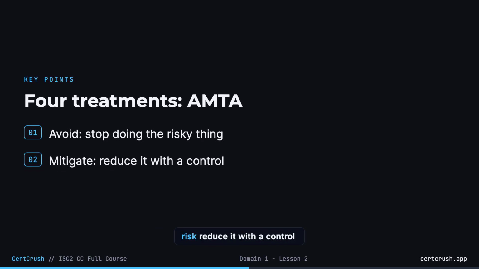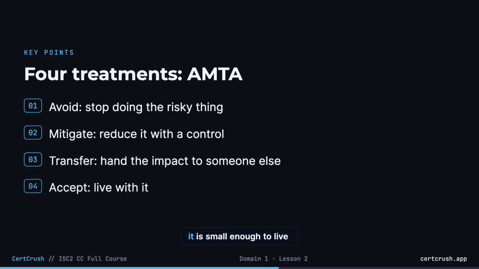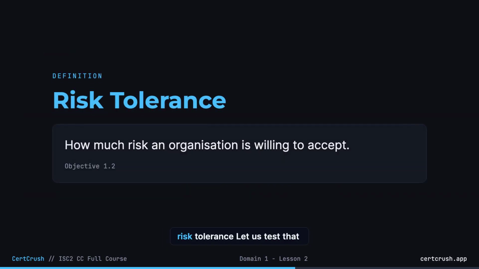You can mitigate the risk, reduce it with a control, add a firewall, a lock, a training course. This is the most common one, and it is the whole point of next lesson. You can transfer the risk, hand the financial impact to someone else. Buying insurance is the classic example. The flood can still happen, but the cost lands on the insurer. Or you can accept the risk. Decide it is small enough to live with and do nothing extra. Every organization accepts some risk because removing all of it is impossible and too expensive. How much you are willing to accept is called your risk tolerance.